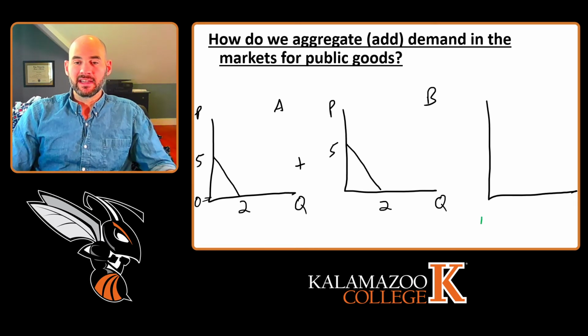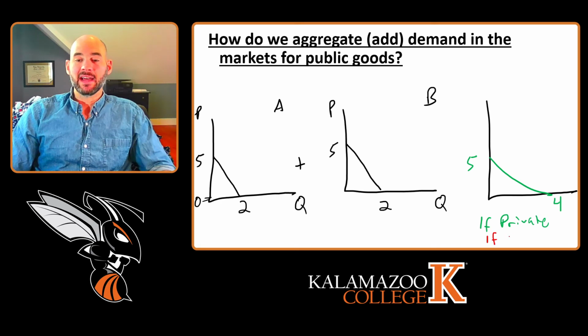Let's take a look at what that would look like. So if private, then it would look like this. We would have an intercept of $5 since no individual is willing to pay more than $5, and that when the price is 0, the quantity demanded would be 4.